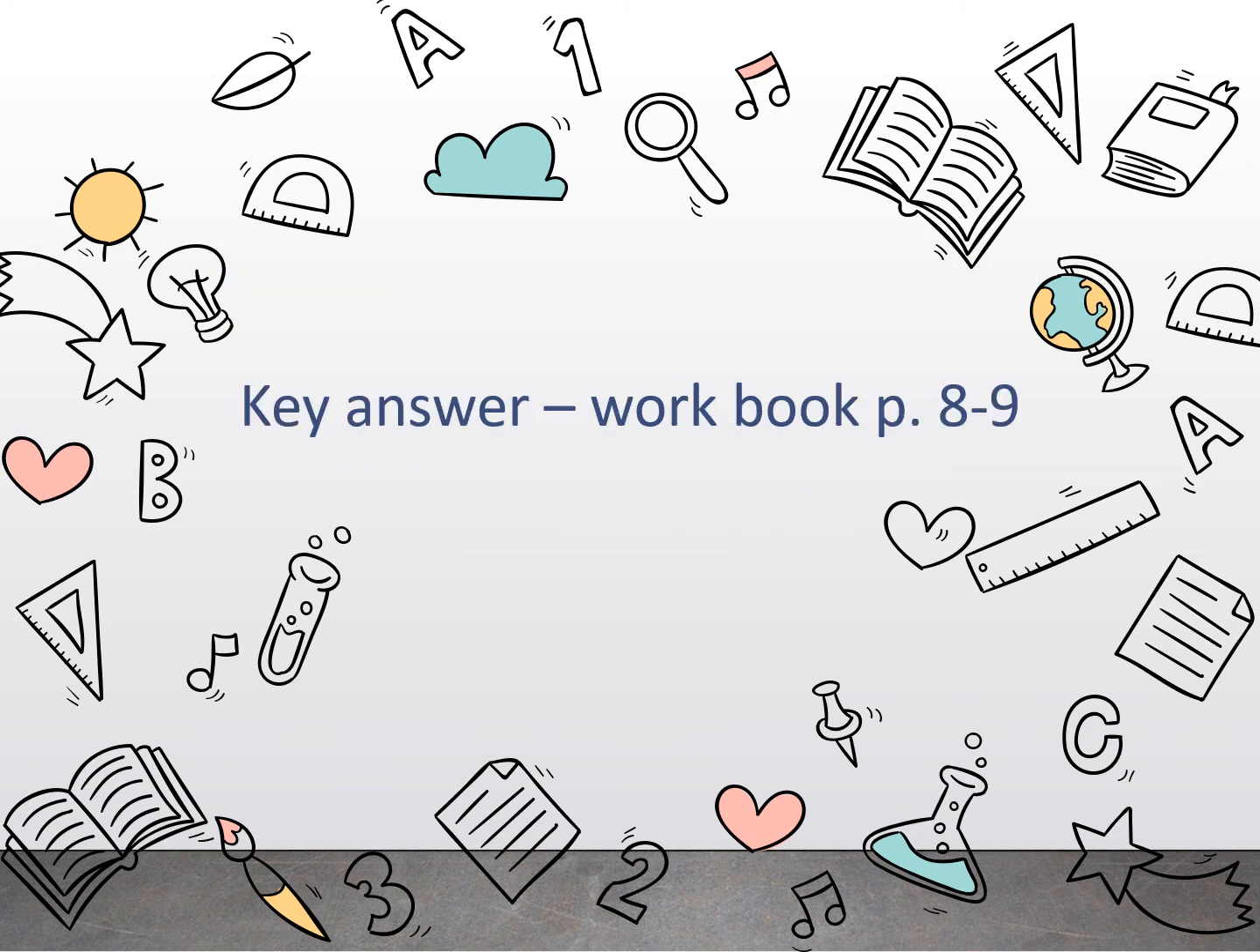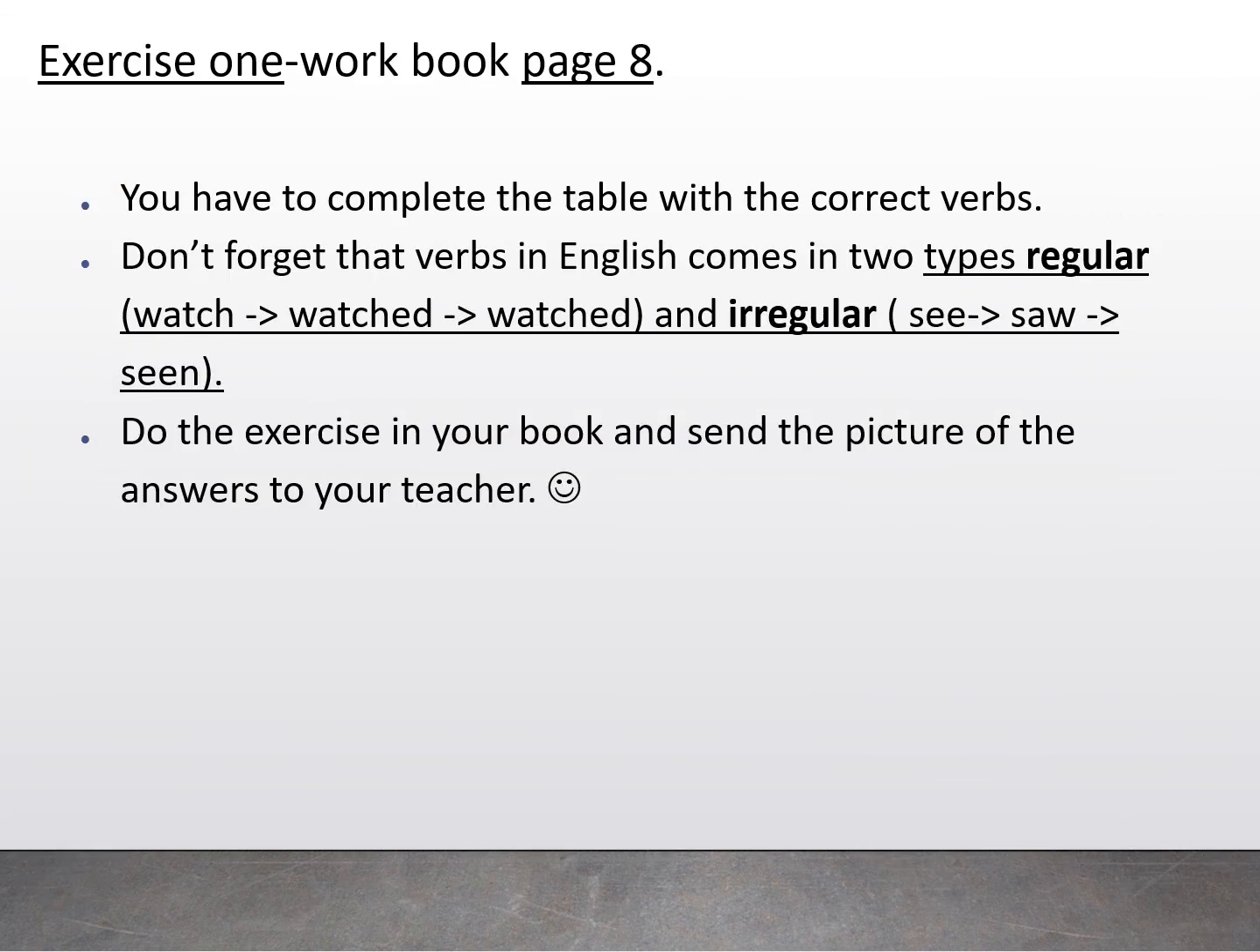Moving to your workbook, page 8 and 9, where we are going to do the exercises that are related to the present perfect. Exercise number 1, workbook, page 8 is a homework. You have to complete the table with the correct verbs. Don't forget that verbs in English come in 2 types: regular, like watch, watched, watched, and irregular, see, saw, seen. Do the exercise in your book and send the pictures of the answers to your teacher.